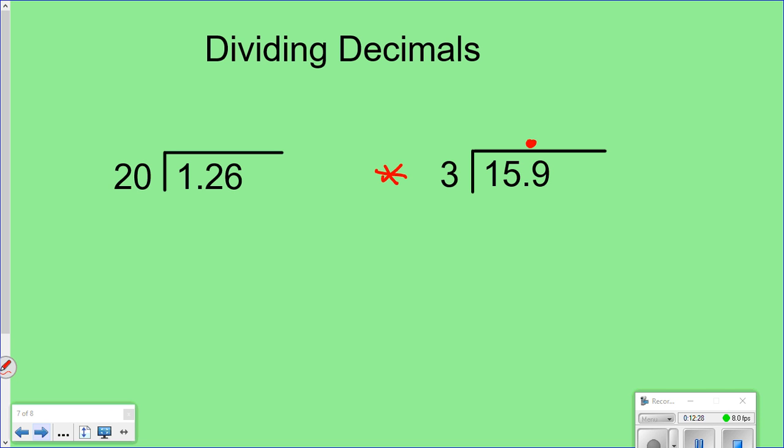So now, does 3 go into 1? No. Does 3 go into 15? How many times? 5. So where does that 5 go? Above the 1 or above the 5? Above the 5, yep. Minus 15, it gives a 0. I'm going to bring my 9 down. Does 3 go into 9? 3 times exactly. 5.3, my decimal's already in my answer.